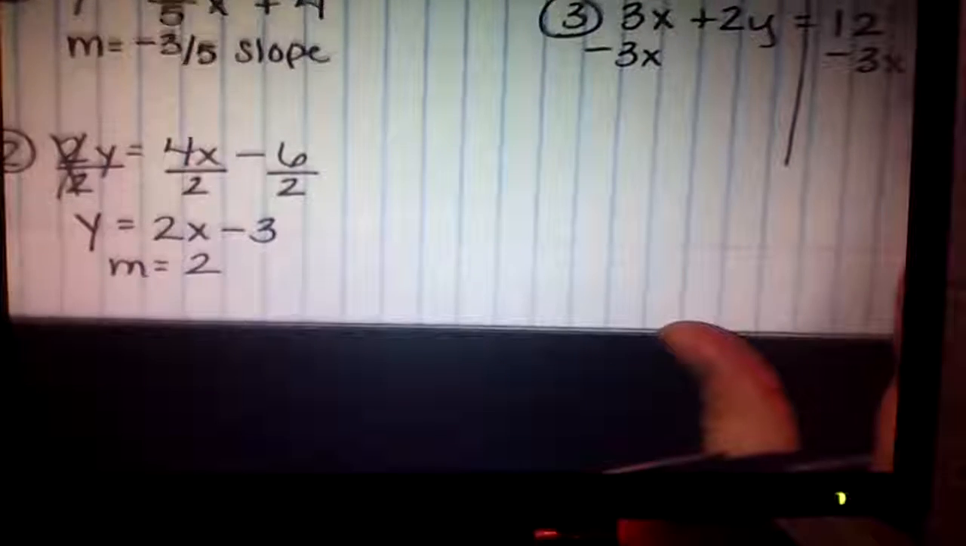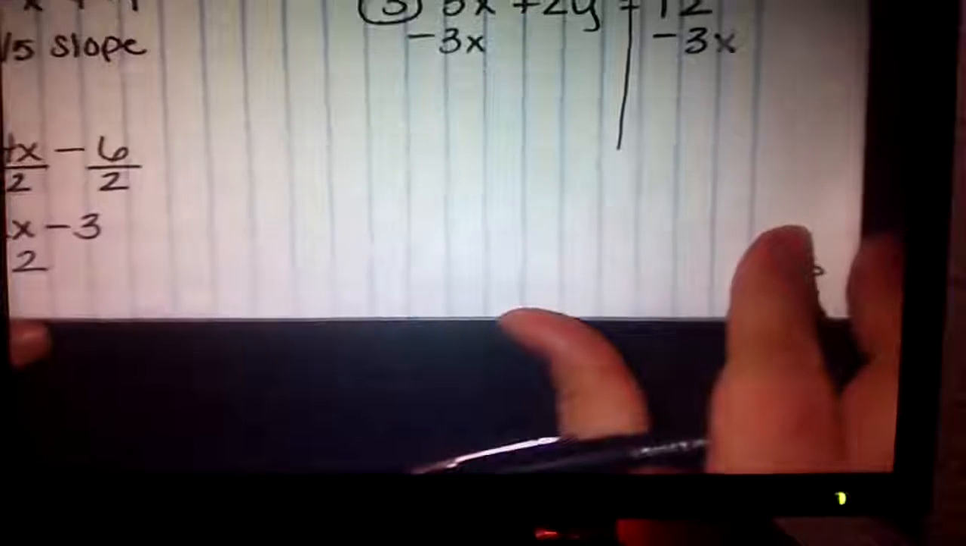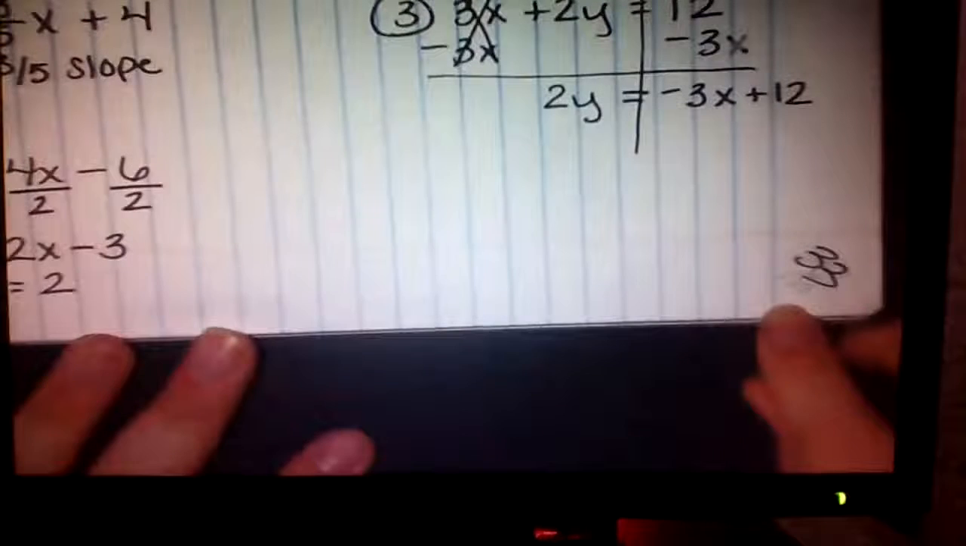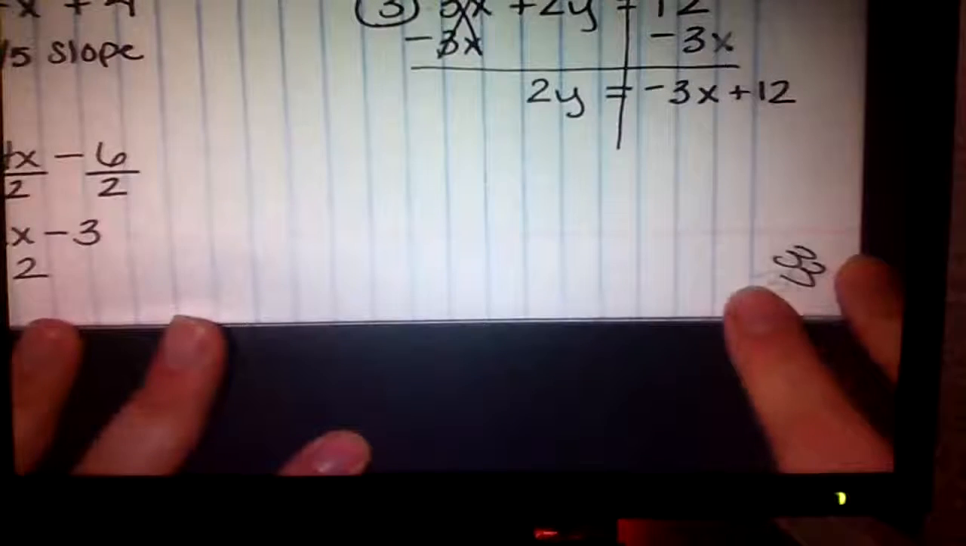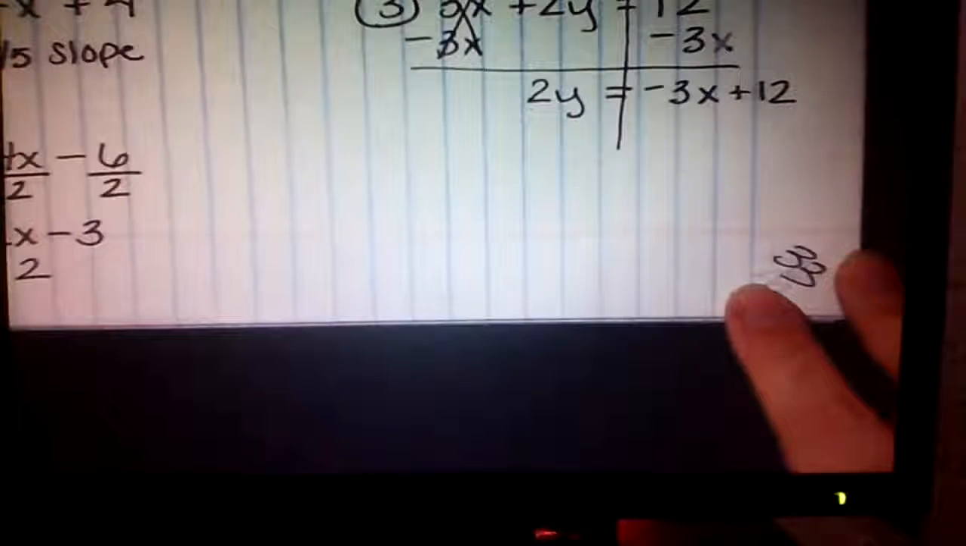Okay. When I subtract, they cancel out here. So I'm left with 2y equals, does 3x and 12 go together? So side by side, so negative 3x plus 12. They are not like terms. You cannot add or subtract them. They just go side by side. And we're not there yet. There is a solution. I still need y by itself.